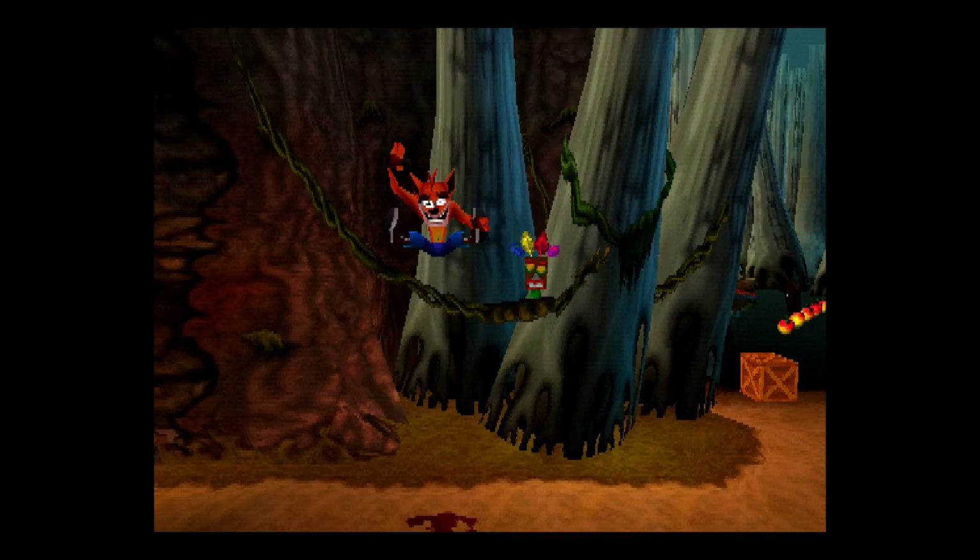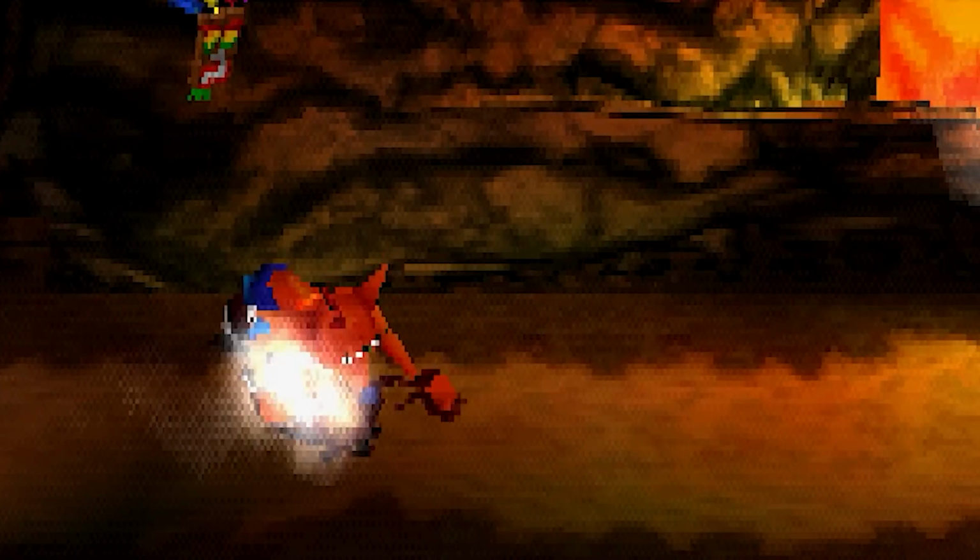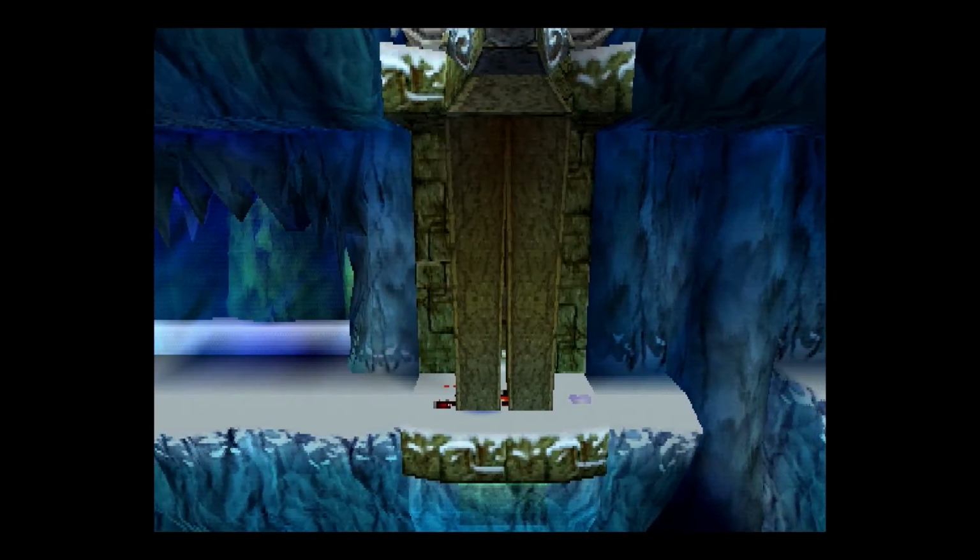Crash's face is important to his character as well. It's rarely ever standing still. I don't just mean his expression either, I mean his hair and his snout as well. They're always bouncing. And then there's the slapstick death animations.